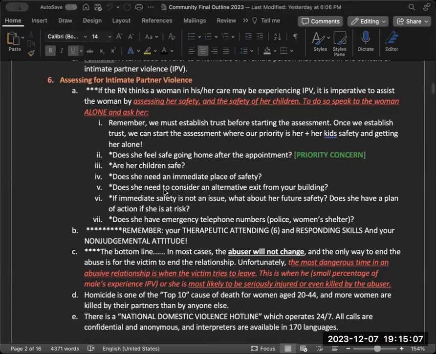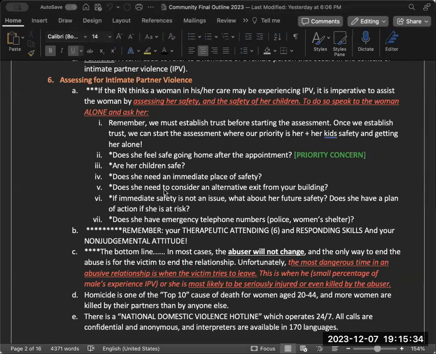The next thing I have, it also comes from her sheet, is assessing for intimate partner violence. So we talked about safety planning and what to do to prepare for it and what to do in situations of it, but how do we assess? So the first thing that we want to do is safety. Assessing the safety and the safety of her children. And the only way we could do this is if we can speak to her alone.